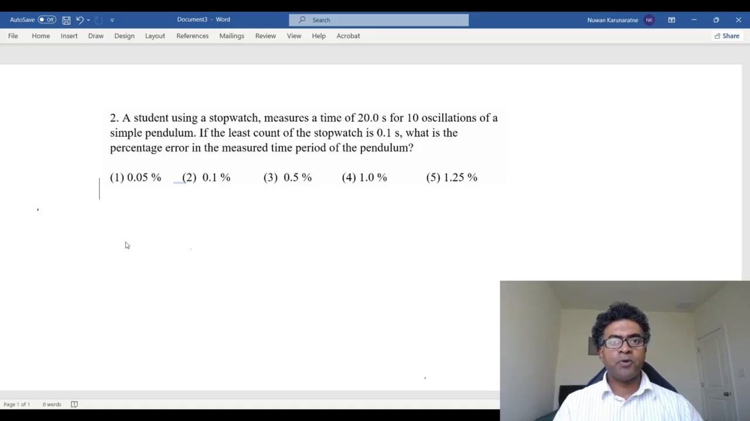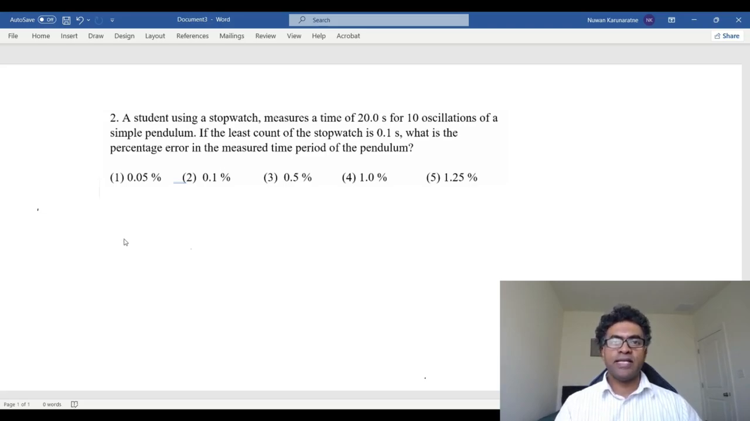Okay, let's read problem number 2. A student using a stopwatch measures a time of 20 seconds for 10 oscillations of a simple pendulum. If the least count of the stopwatch is 0.1 seconds, what is the percentage error in the measured time period of the pendulum? So I'm going to give you a detailed analysis of how to solve this problem.